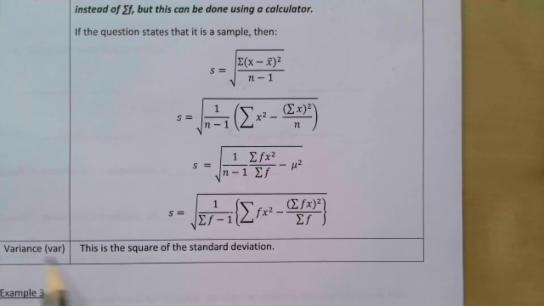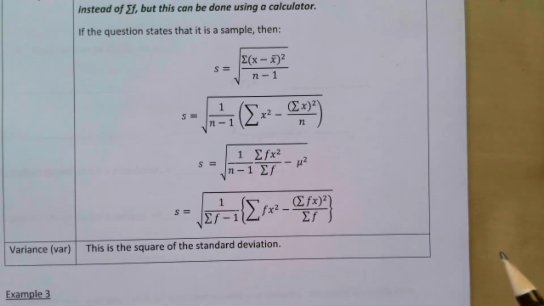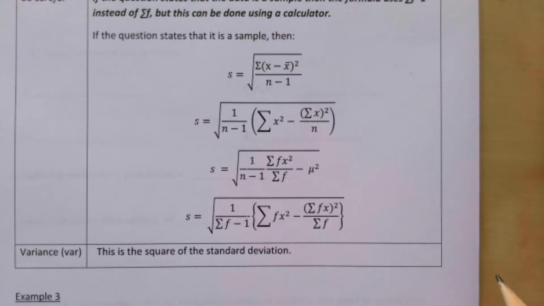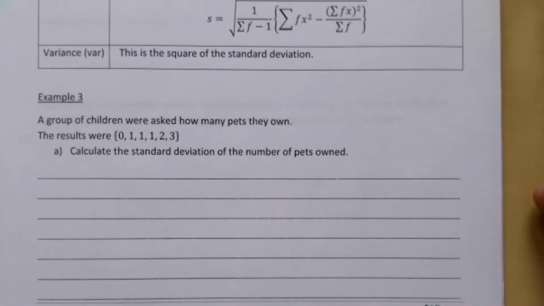Final thing then is variance, and that's the square of the standard deviation. Quite often we work out the variance first, and then to find the standard deviation we take the square root, and that works it out from there. Let's take a look then at example 3.